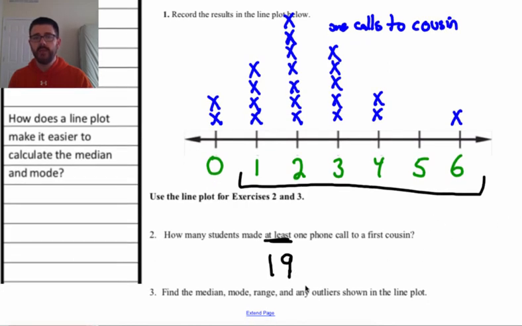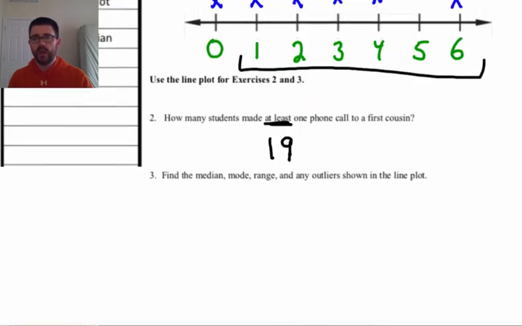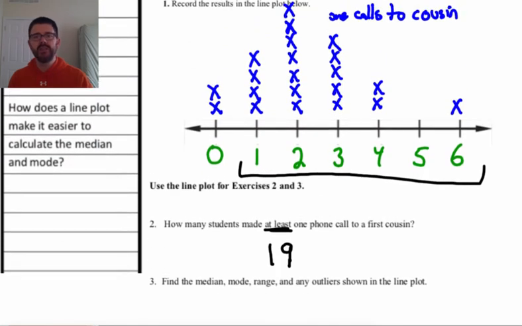Next, I want to find my mean or my median, mode, range, and any outliers. Remember, our outliers are anything that just doesn't fit with the rest of the data. Now, for outliers, yeah, that 6 is a little bit away from the data, but it's not that far away. It's only one number away. So in this case, I would say we don't have any outliers.